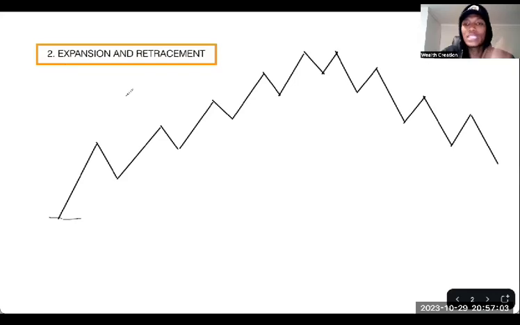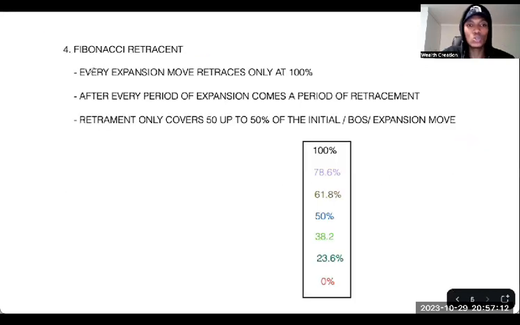As the market expands and retraces, how do you calculate your expansion and retracement? By using the Fibonacci sequence. The key takeaway for the Fibonacci sequence today is that every expansion move retraces only at 100%. So if a strong trend has been identified, it's forming. It can never retrace somewhere else if it was a strong trend and if it was following the sequence. There is no way it's supposed to retrace until it reaches 100%. So that's the first takeaway from this lesson.